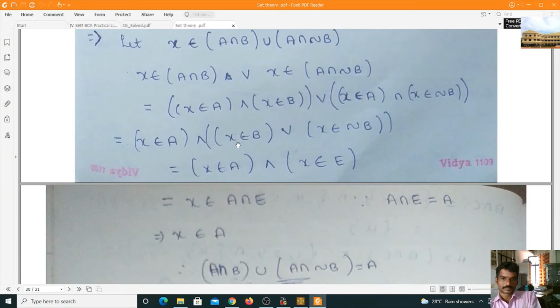this one, X belongs to B or X belongs to not B.